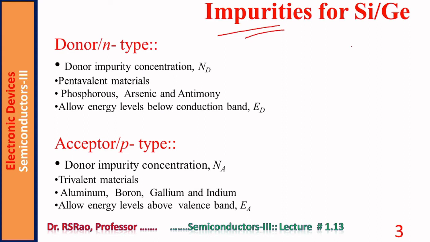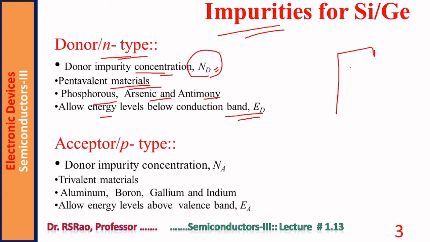Some points regarding impurities. Donor or N-type impurities. Donor impurity concentration is indicated by ND. D stands for donor. These are pentavalent materials; phosphorus, arsenic, antimony are examples. Allowed energy levels are created below the conduction band. This is the energy band diagram. This is the conduction band. This is the valence band. This is the band gap energy. Allowed energy levels below the conduction band means this particular edge moves slightly below its earlier position. Result is the gap decreases. When the gap decreases, there is more possibility for valence band electrons to move to the conduction band, resulting in more free electrons, more conductivity.